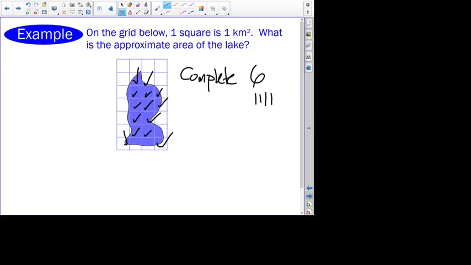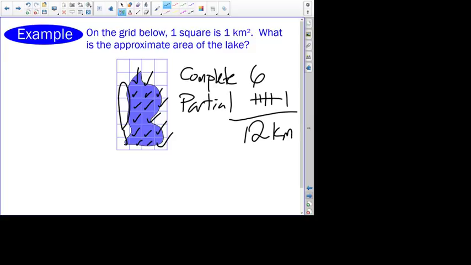And if we were to add this last piece here, all of these pieces here, and these two here, then that would probably give us 2 more squares. So that gives us a total of about 6 partial squares. And again, it's an estimate. So altogether, we have an area of 12 square kilometers.